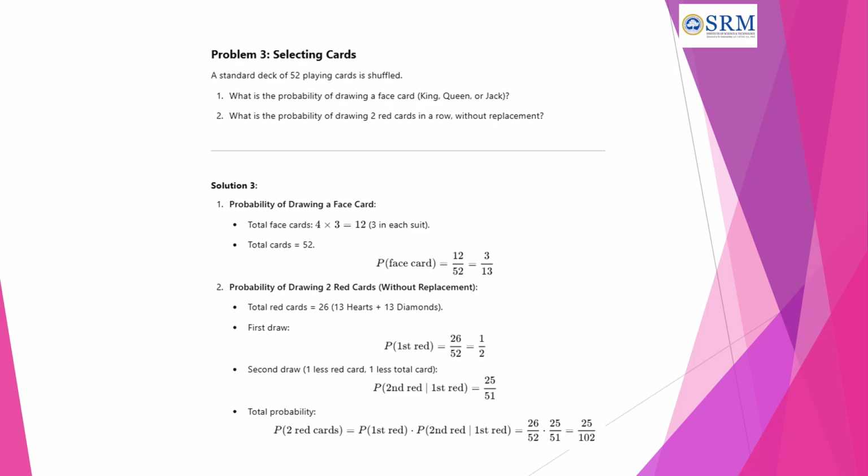For drawing 2 red cards in a row without replacement, there are 26 red cards total. The chance the first card drawn is red is 26 out of 52 or 1 upon 2. After removing one red card, 25 red cards remain out of 51 cards total. So the probability the second card is red is 25 upon 51. Multiplying these gives the total probability of drawing 2 red cards consecutively as 26 upon 52 into 25 upon 51, that is equal to 25 upon 102.